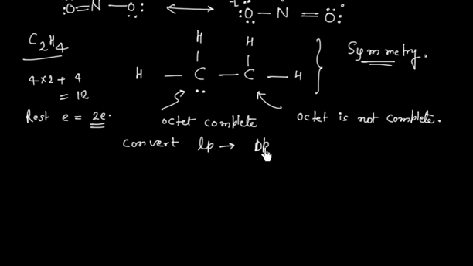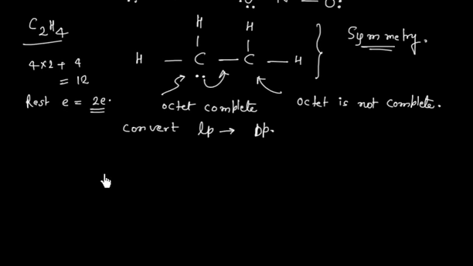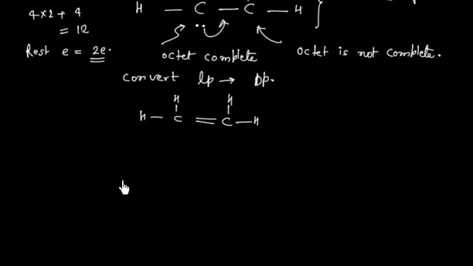So we can write bond pair as BP. So this is the conversion. Now you will have a double bond here. This lone pair is converted into a bond pair. So finally we'll have hydrogen, carbon, hydrogen, and then again hydrogen. So this is the structure. Can you try for this one?